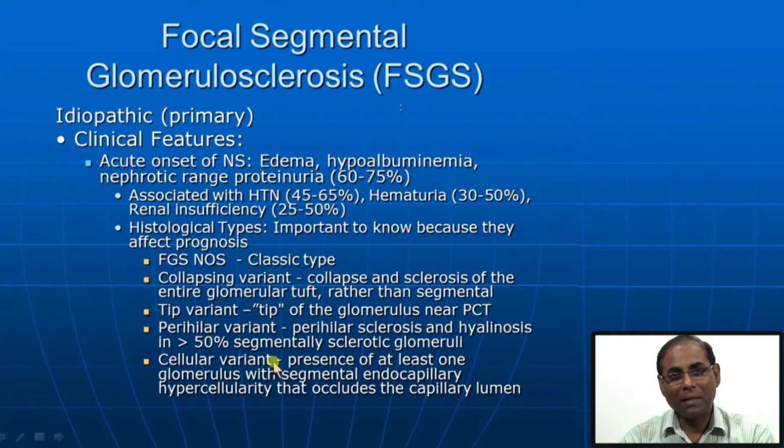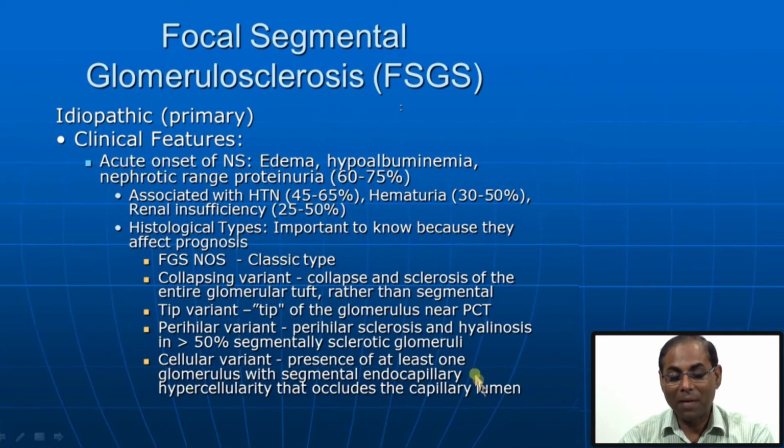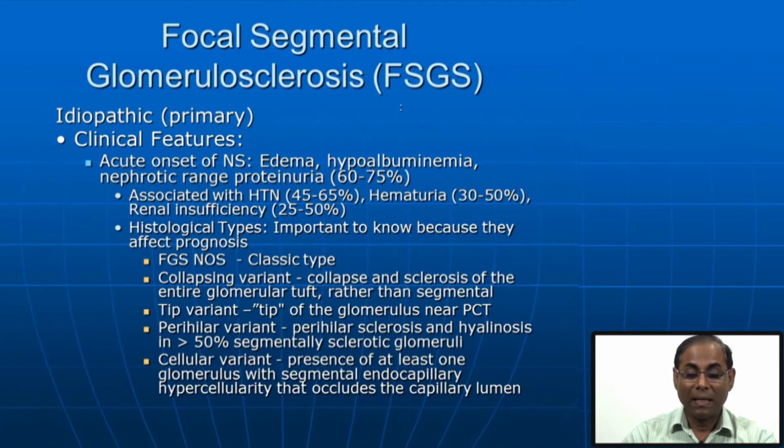It is a very rare variant, and that is why it is a little controversial, but for a theoretical class, I should mention that one variant is described, which is known as the cellular variant. This is present in at least one glomerulus with segmental endocapillary hypercellularity, and that occurs through the capillary lumen. That means there you can get some amount of hypercellularity in a segmental nature along with sclerosis. But I have a feeling that this cellular variant is still controversial, and we may not actually pay much heed to this variant. This is extremely rare also.